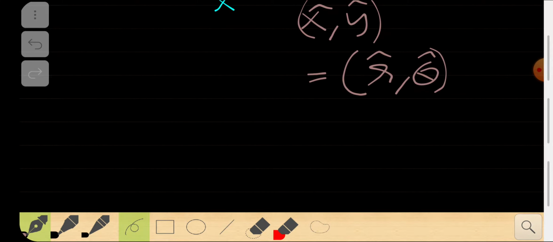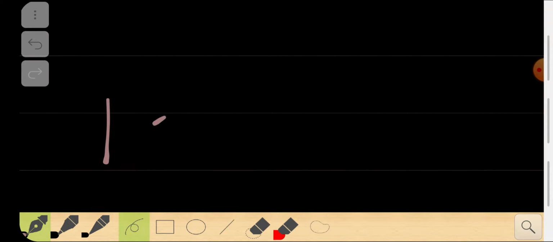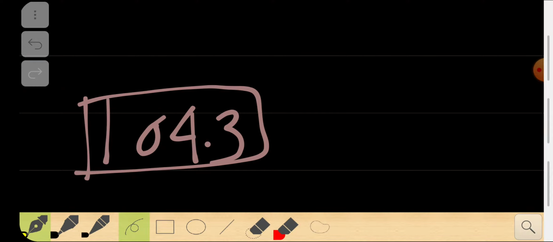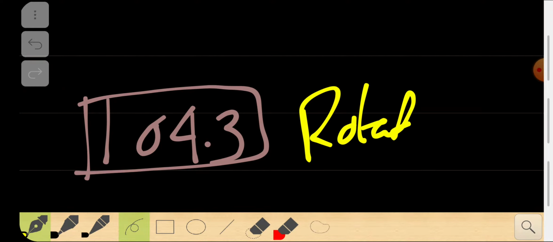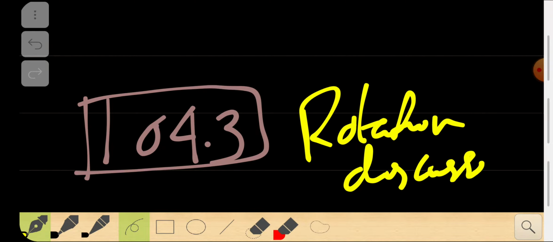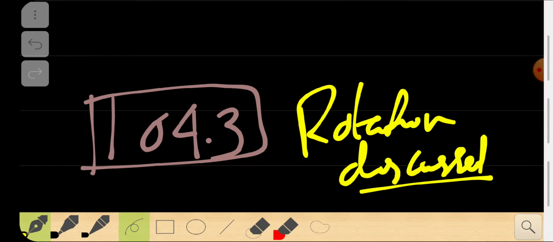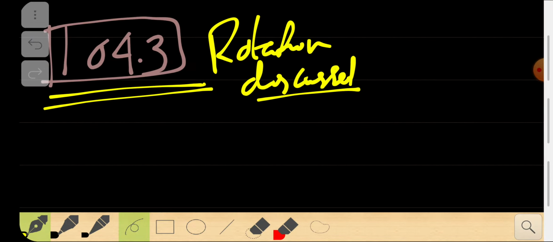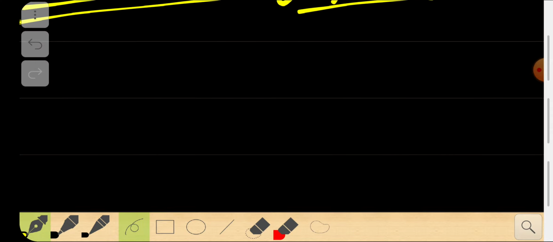And now if you remember, in 104.3 I discussed rotational matrices. If you know what a rotational matrix is, okay, but I suggest you go back to 104.3 and refer to the rotational matrix, how we derived it and how we used it, and I'll do some symbolic representation of that.